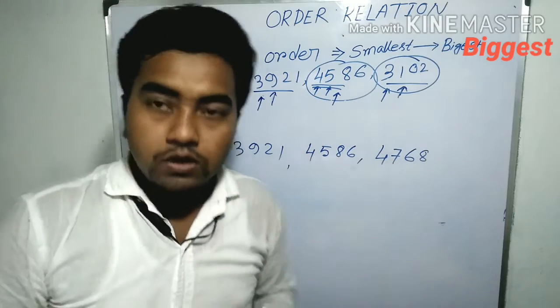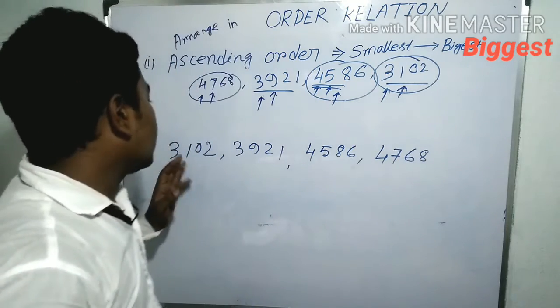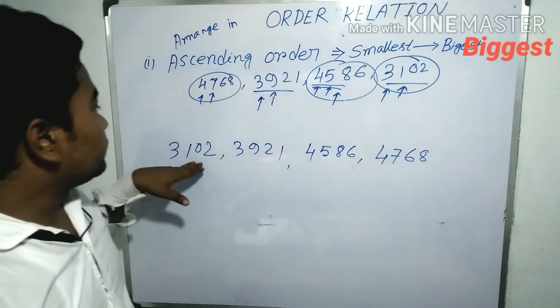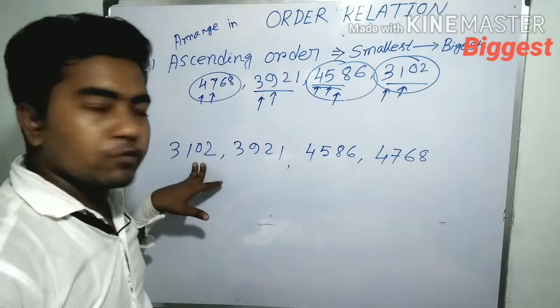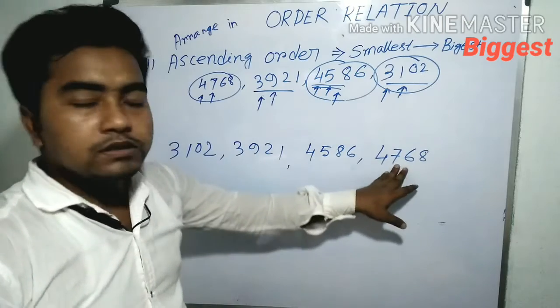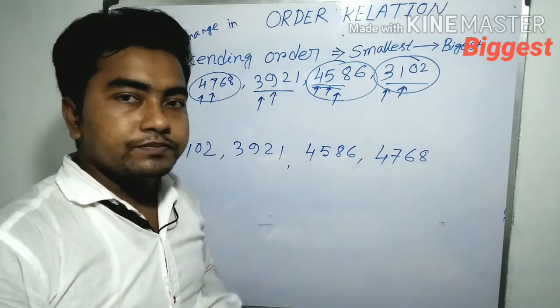So in ascending order, the first number is this, the smallest number, and this is the biggest number.